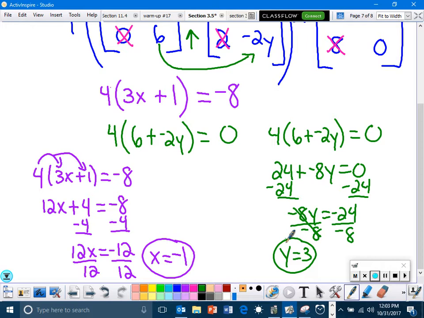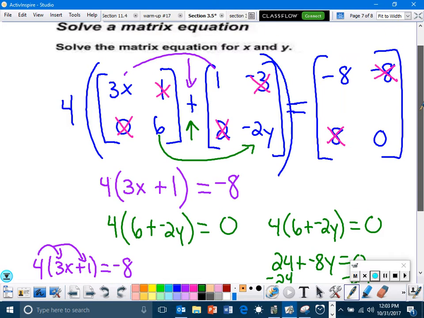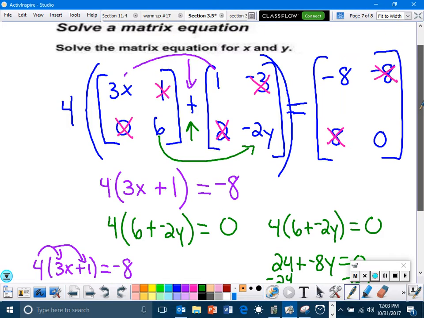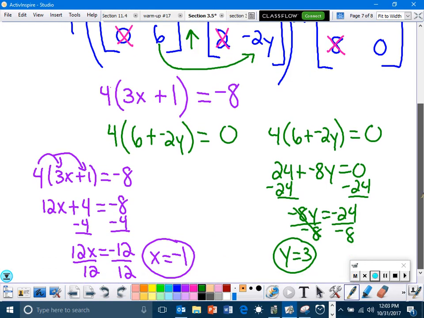Okay, that's all there was to it. Again, only concentrate on the part of the matrix where there's a variable. Don't forget about the scalar in front. Set up your equations, and then solve. All right, so now you should be able to do the last problem on the section 3.5 worksheet, and then please hand that in.